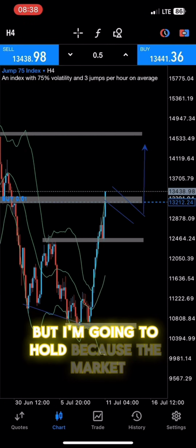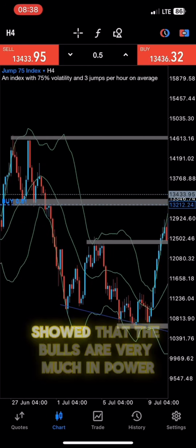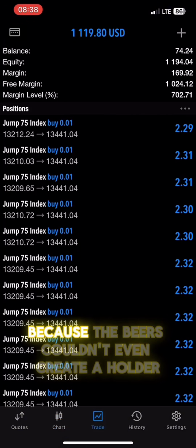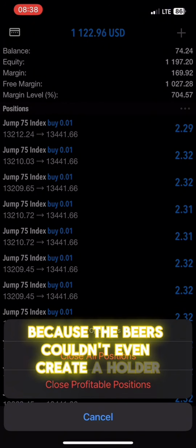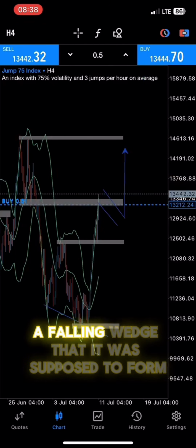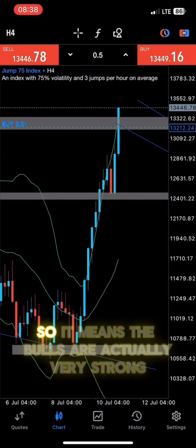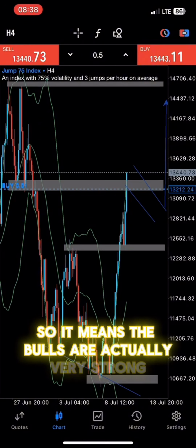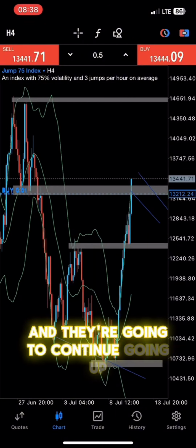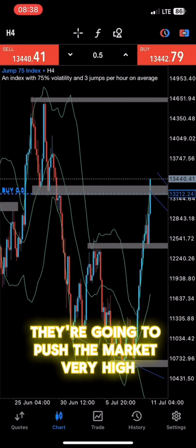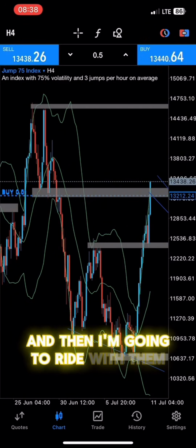But I'm going to hold because the market showed that the bulls are very much in power, because the bears couldn't even create a holder, a falling wedge that it was supposed to form, as I have said earlier. So it means the bulls are actually very strong, and they're going to continue going up. They're going to push the market very high, and then I'm going to ride with them.